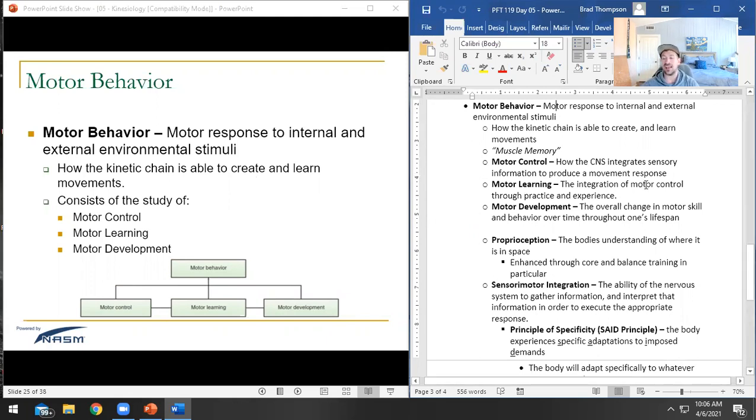And so there's three aspects of this. Your motor behavior is made up of your motor control, your motor learning, and your motor development. How well you're controlling things, your ability to develop new skills and learn things in real time, and then your ability to develop new skills over a lifetime.